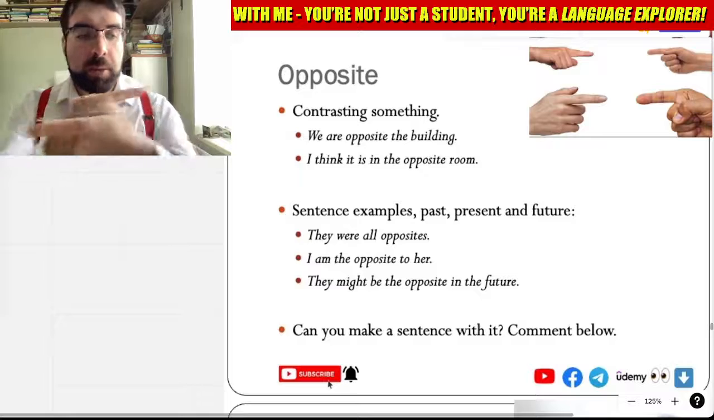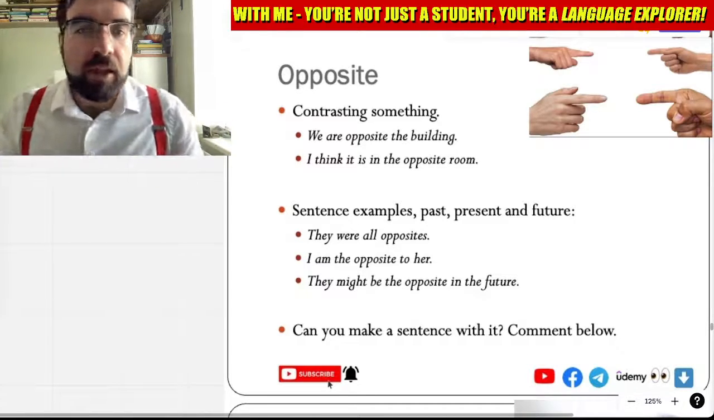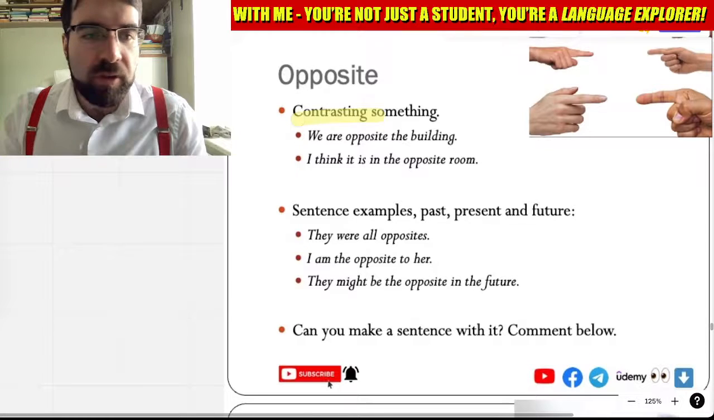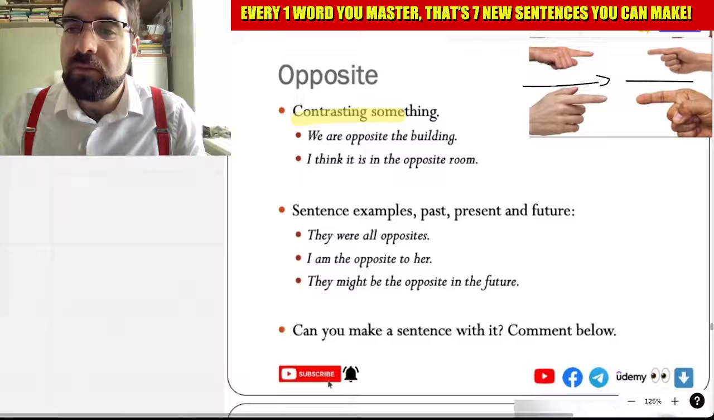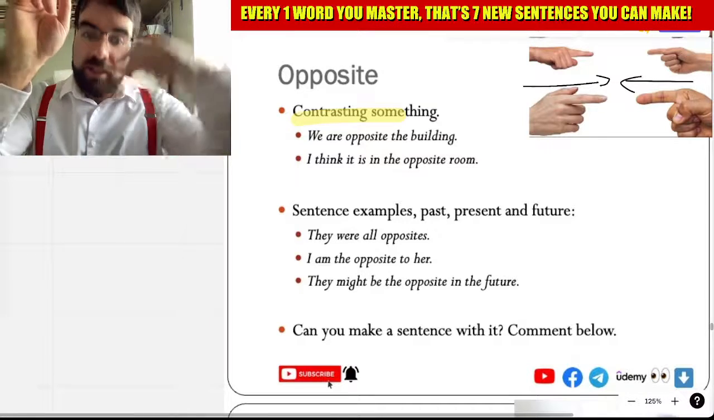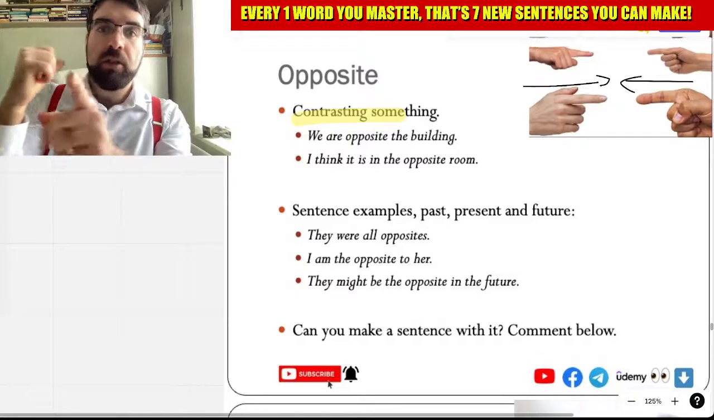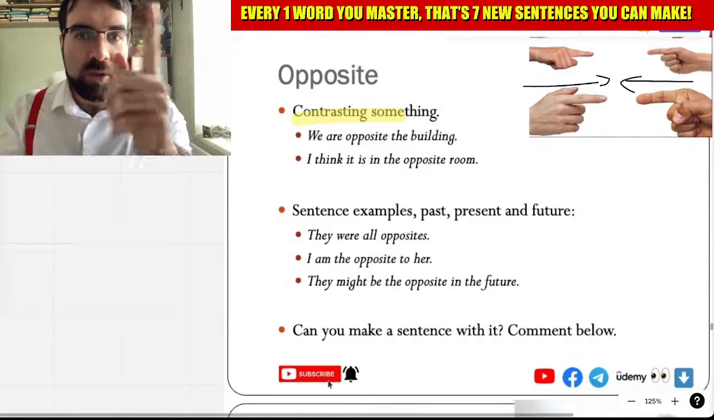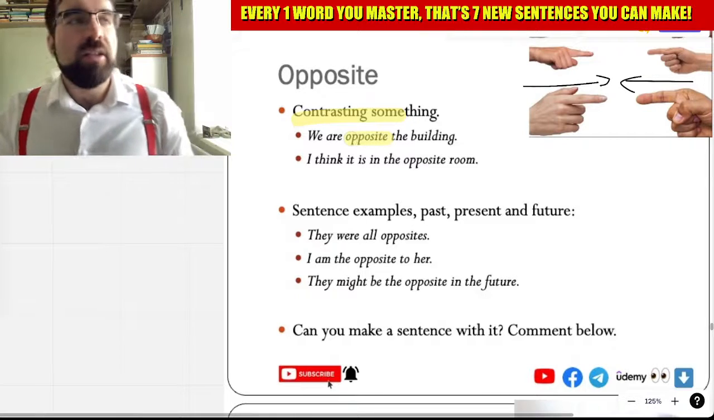So, opposite. Yeah, contrasting something. Opposite. Up and down. Left and right. Forwards and backwards. Opposite. So, we are opposite the building.